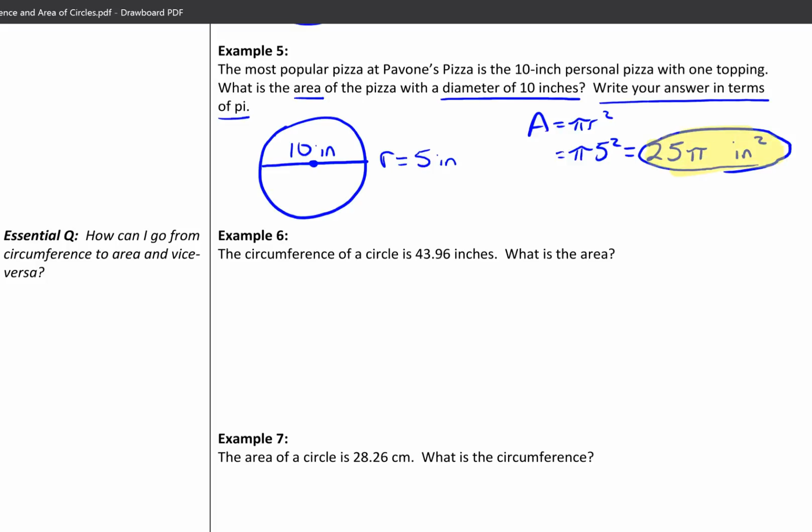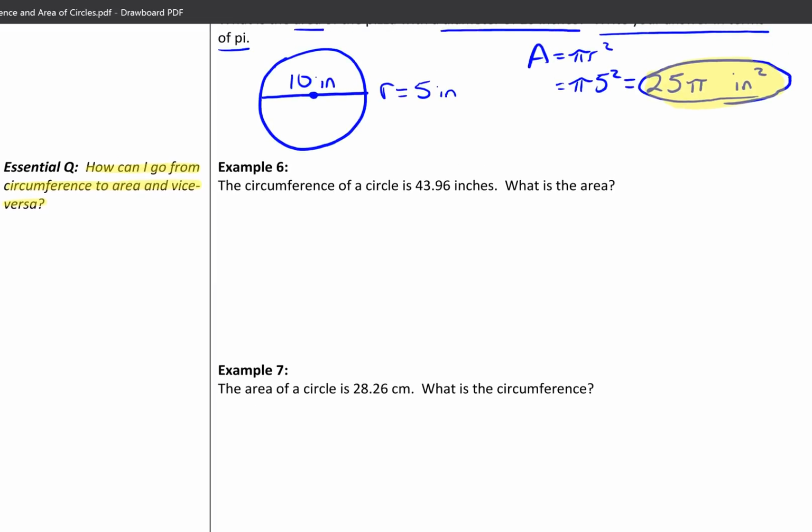Okay, go back and review if you need to watch those again. And let's move on to our final section here. This is a really important concept that I want you to think about: how we can go from circumference to area and vice versa. There is a connection between area and circumference. First of all, they both use radius in their formulas.